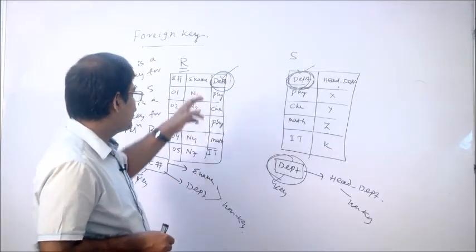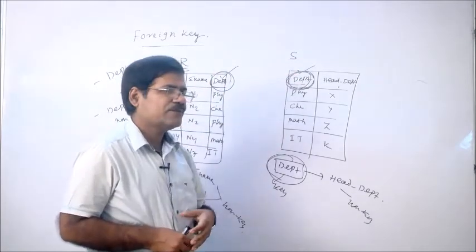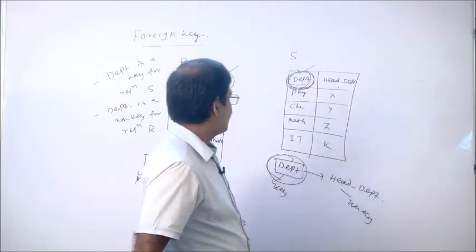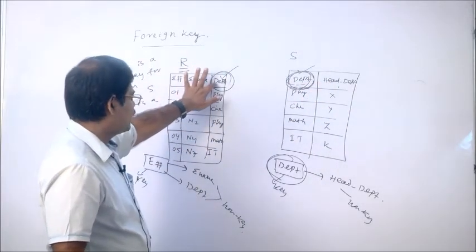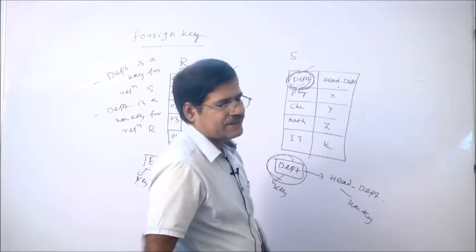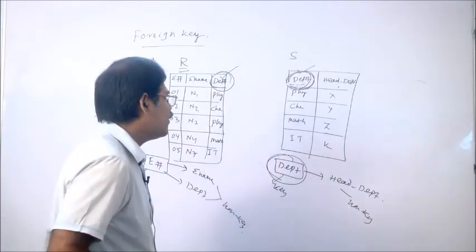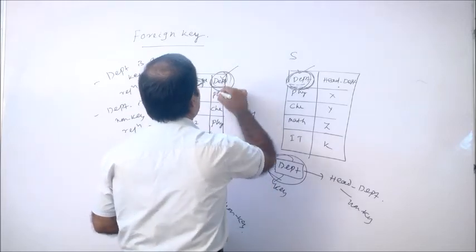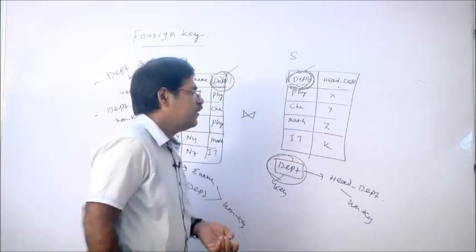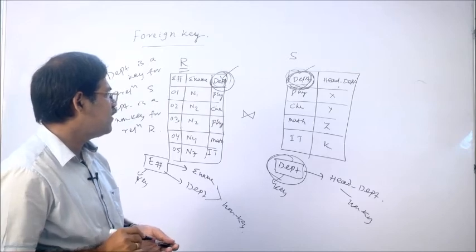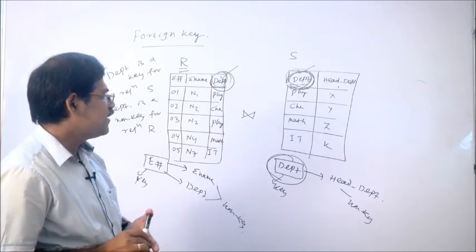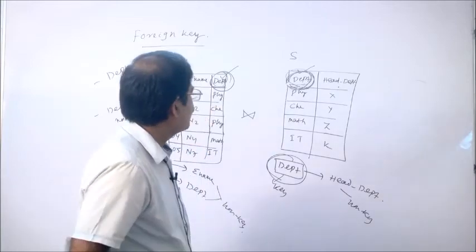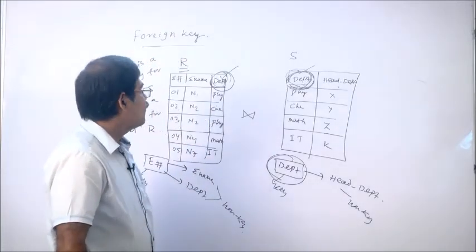Obviously, there is a relationship between the R and S tables, because here we have employee details and there we have the department and head of the department: employee number, employee name, department, then department and department head. If you want to join the two tables by taking the common field, department, you can join them to get the details: the employee number, the employee name, the department and the head of the department. That is called your foreign key.